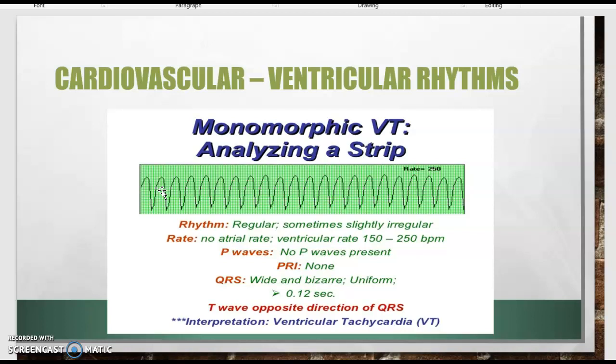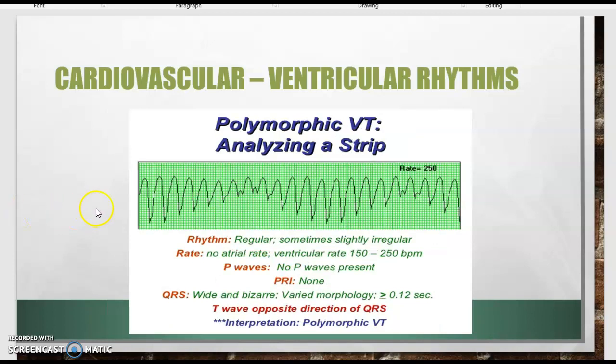This is VTAC, specifically monomorphic because all the waves look the same. And then here we have polymorphic VTAC. Poly means many, so there are many different looks to these QRSs.